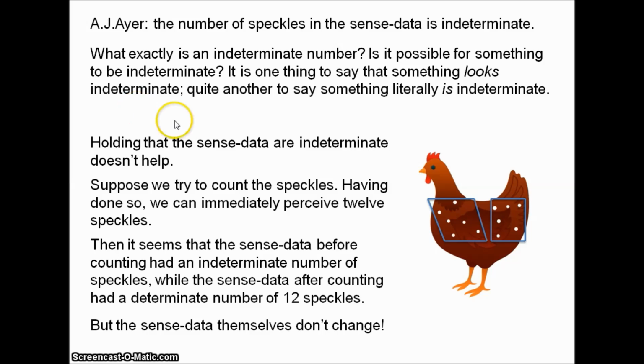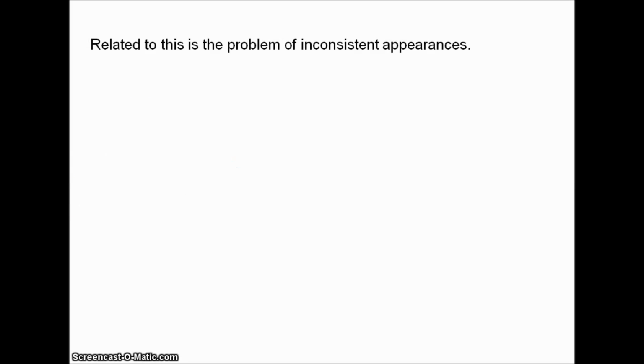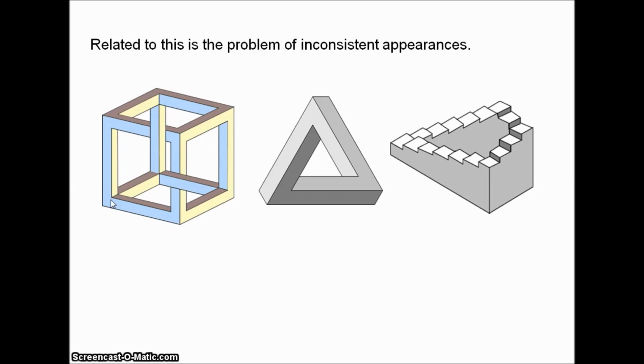Right, a related problem concerns inconsistent appearances. There are many illusions which appear to have inconsistent properties. I'm sure you've seen some of these before. This is an impossible Necker cube. Here's an impossible Penrose triangle. Here are some impossible Penrose stairs. All of these appear to be inconsistent. The Penrose stairs forever go up, but never get higher.